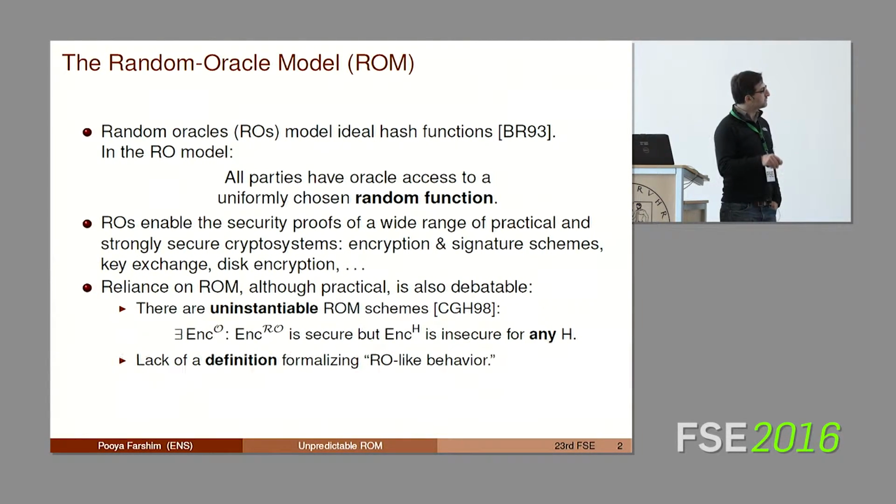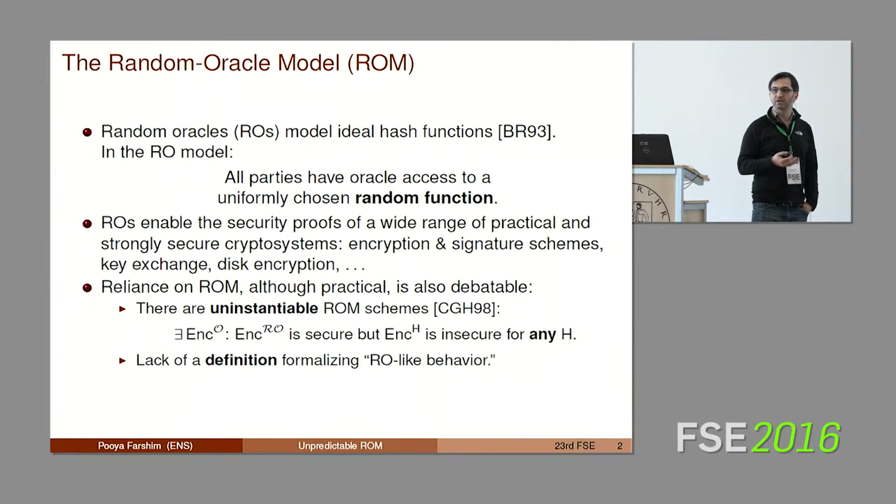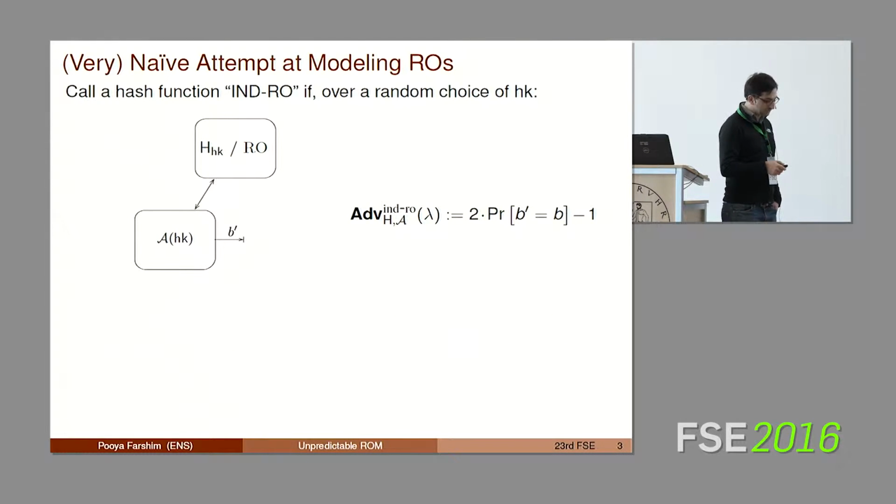On top of this result, there has also been a lack of definitions formalizing what random oracle behavior is. So you might say, well, let's just start with a very simple definition for what it means to be indistinguishable from a random oracle. That's how we go about defining security models in cryptography. So we call a hash function INDRO, indistinguishable from random oracle, if over a random choice of a hash key, I run the adversary A on the hash key and give it access to a box, which either has the hash function with the hash key or the random oracle, and it cannot guess whether it was talking to the hash function or the random oracle.